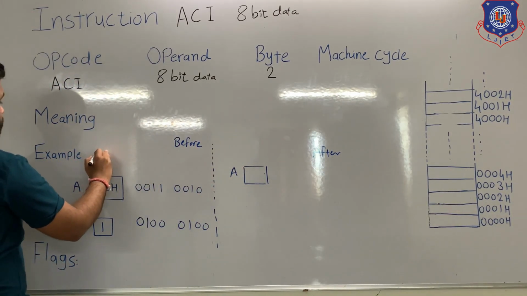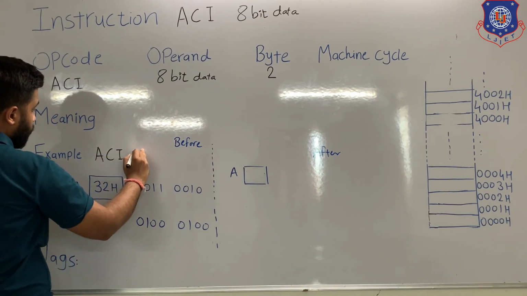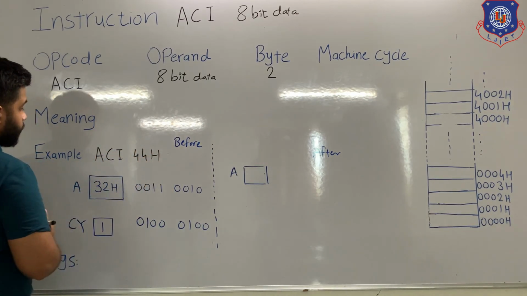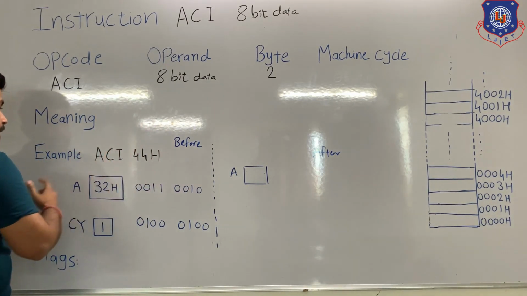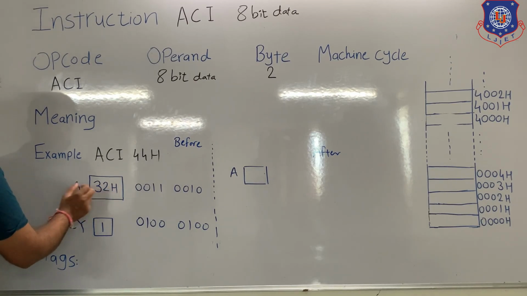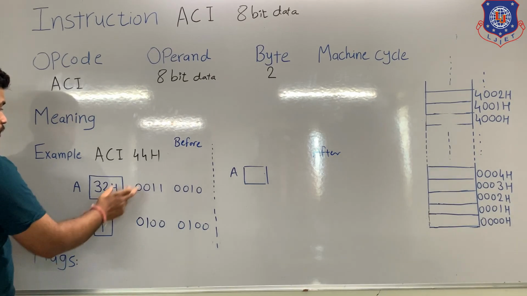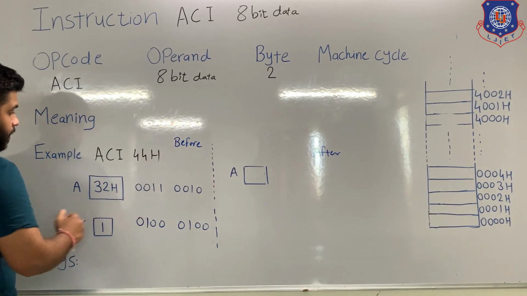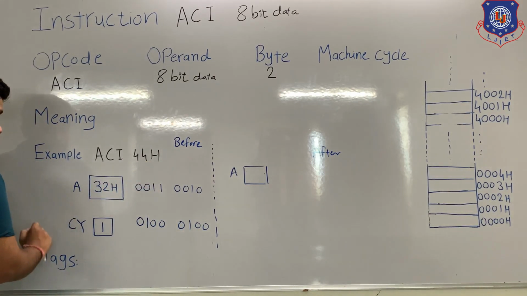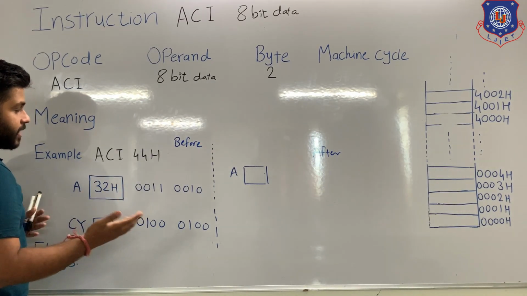So let's see one example. Suppose the example is ACI 44H. Before the execution, you can see that the content of accumulator is 32H. It is represented in binary. The 44H is also represented in binary. The content of carry flag before the execution is 1. The carry flag is set.